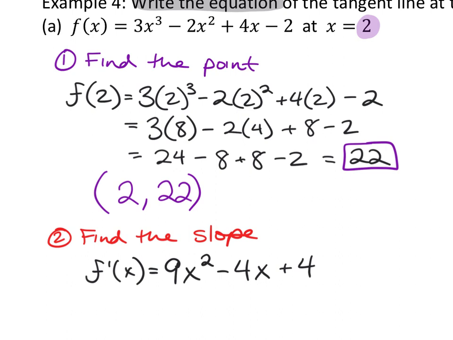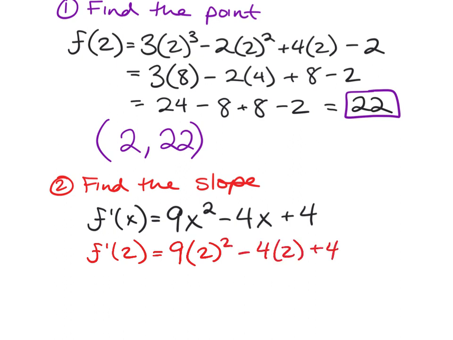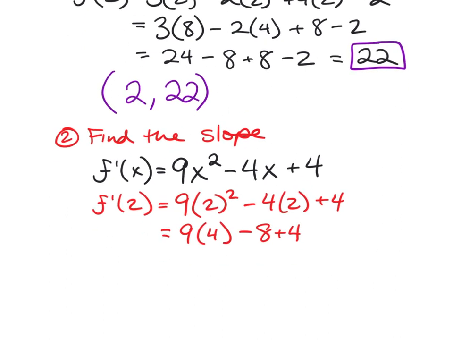That's going to be my slope generator. It generates slopes when you plug stuff in. What number are we plugging in? 2. So we're finding f prime of 2, which would be my slope at that point. This is 9 times 2 squared minus 4 times 2 plus 4. Obviously, at this point, it's just computation. Use your brain or your calculator. This is 9 times 4 minus 8 plus 4. I'm just showing an aggressive amount of work here. This is 36 minus 8 plus 4, which is 32.